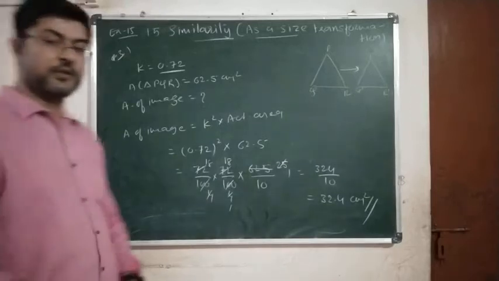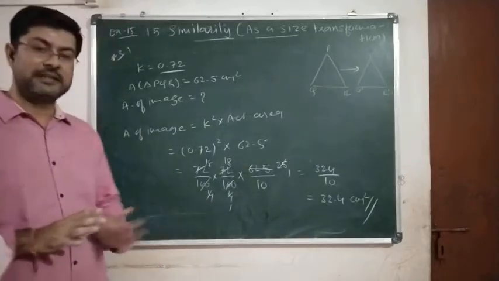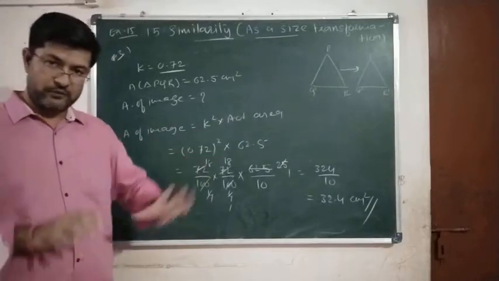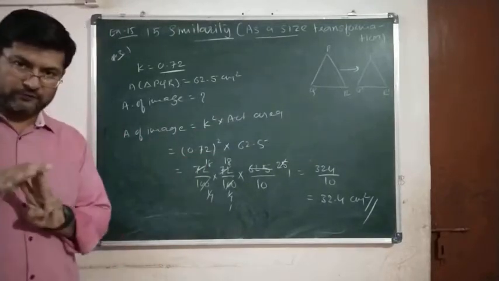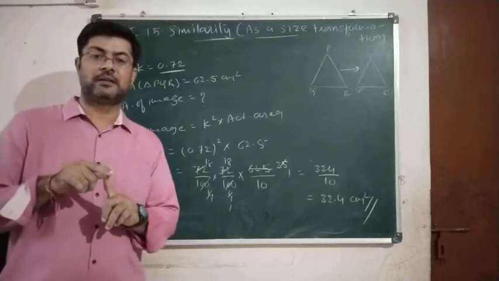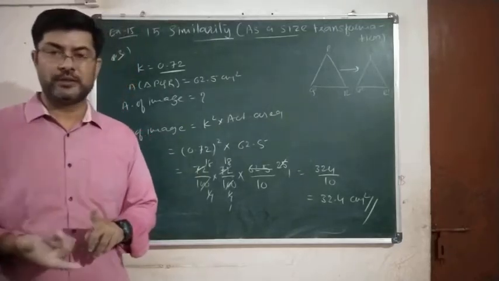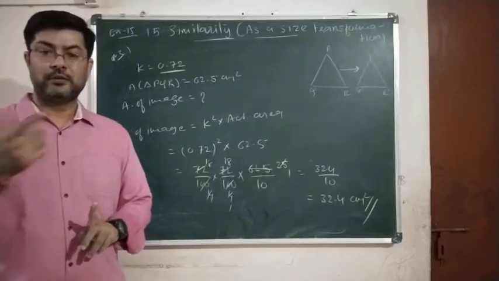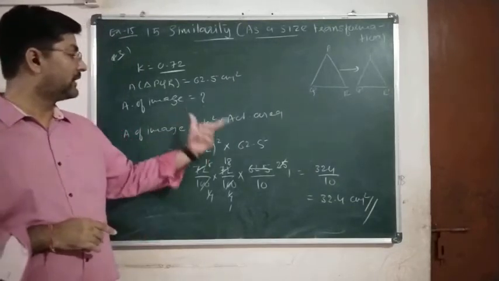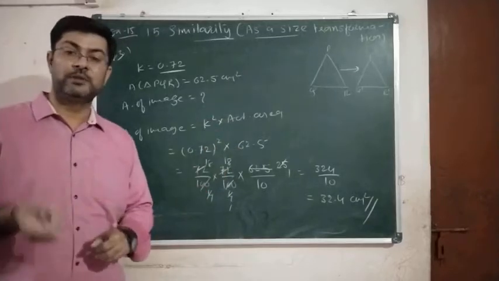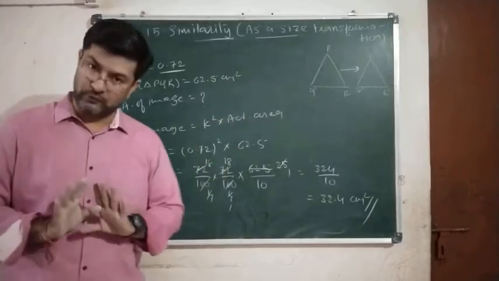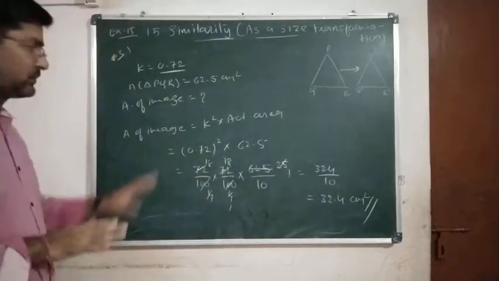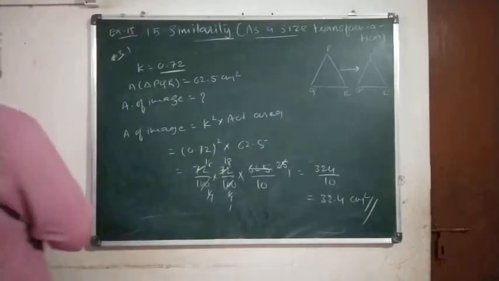So far you have understood that solving this exercise is a game of formulas only. If you have learned the three formulas we have: image length is equal to k into actual length, image area is equal to k square into actual area, and volume is equal to k cube into actual volume. That's all. Using these three formulas, we can solve everything in this chapter. Clear?